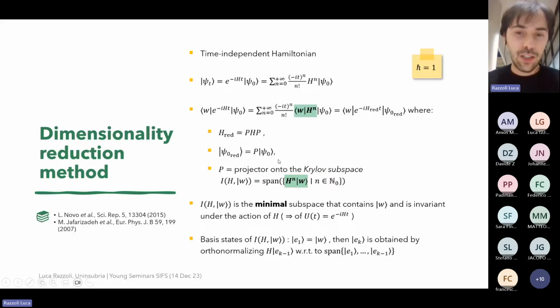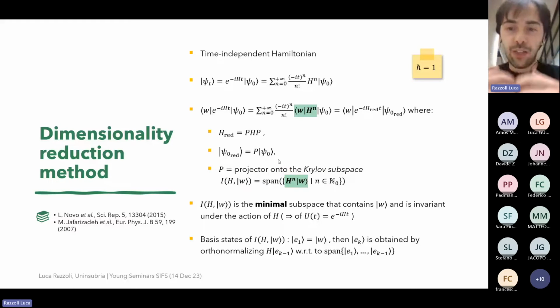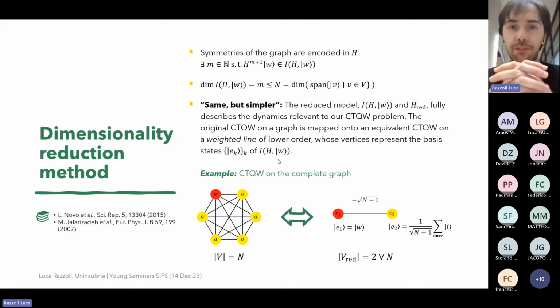So this subspace is the minimal subspace that contains the vertex of interest, and it is invariant under the unitary evolution generated by the Hamiltonian. So the idea is that if the graph is symmetric, then there will be only a small number of linearly independent states in this subspace. So the key point of this method is that it provides a reduced model that is simpler, but it still fully describes the dynamics which is relevant to our continuous problem.